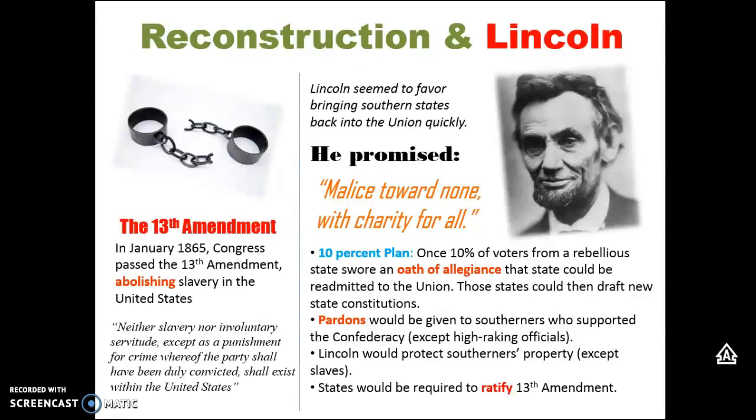He had what was called the 10% plan. Once 10% of voters from a rebellious state swore an oath of allegiance, that state could be readmitted to the Union. Those states could then draft new state constitutions.